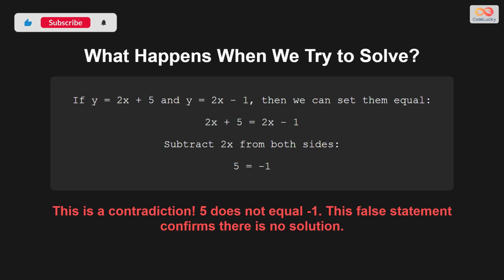An interesting thing happens when we try to solve an inconsistent system using algebra. Let's say we have two equations and we try to find the point where they are equal. After simplifying the equation, we end up with a statement that is logically impossible, like 5 = -1. This contradiction is the mathematical way of telling us that there is no solution.